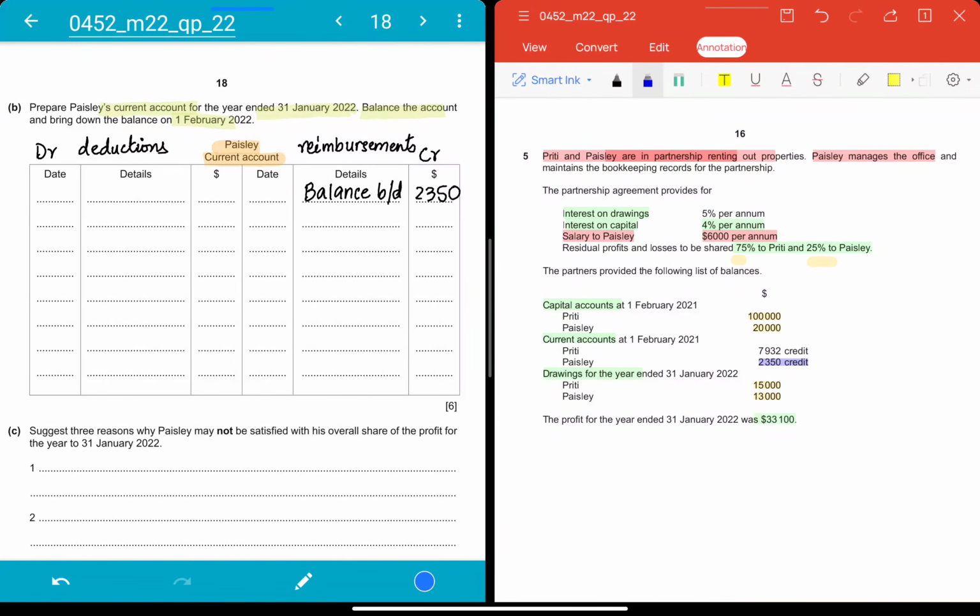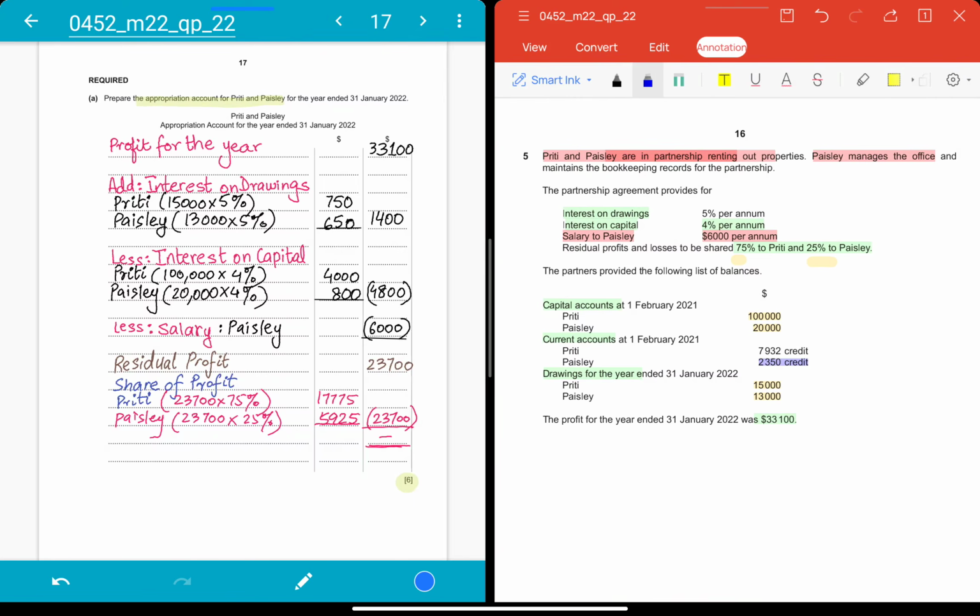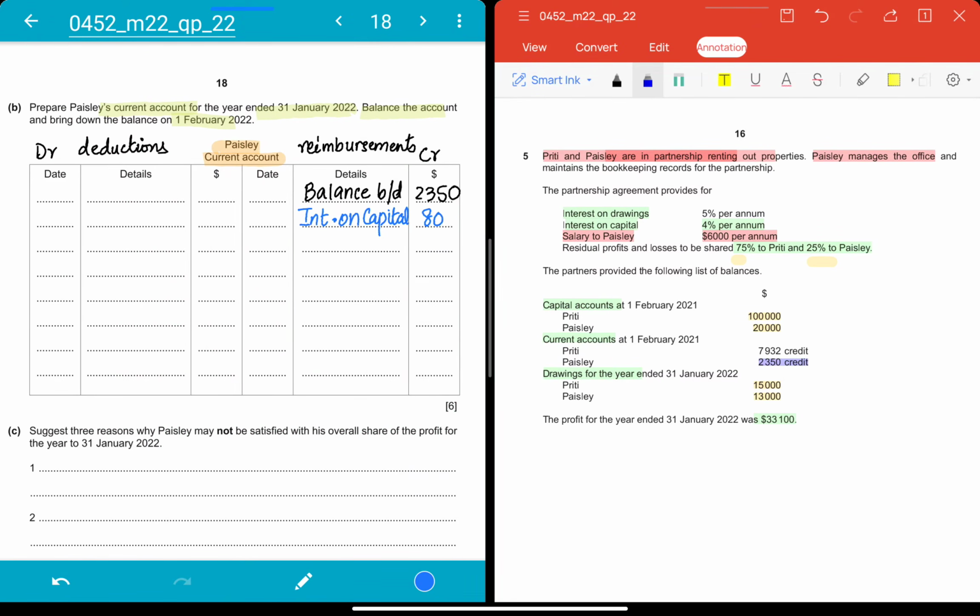So the credit side items are that he will be getting interest on capital. So we'll be recording that interest on capital, and just have to take the values from the previous appropriation account. So interest on capital for Pestle was $800. So here we write $800 for him.